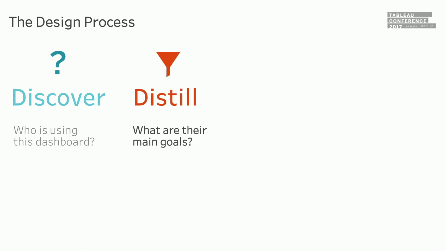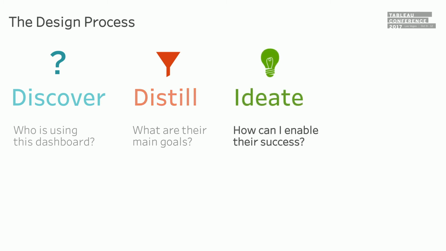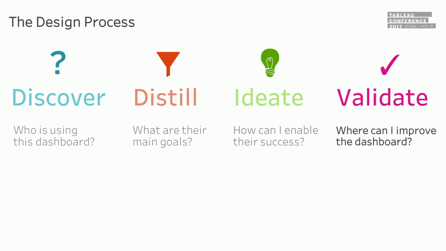Once we finish talking to our users, we're going to move on to this distill phase. And this is where we're going to find patterns in our notes, connect the dots, and develop a better understanding of those users that we talked to during the discover phase. So once we've decided what this dashboard is going to do, we're going to move on to the ideate phase. So here it's important to try not to pass judgment on our ideas just yet. Build on them instead. After we've got a lot of ideas as to how we can enable our users' success, we're going to move on to the validate phase. This is where we're ideally going back to our users and trying to figure out what clicks and what doesn't, and figuring out where we can improve this dashboard.